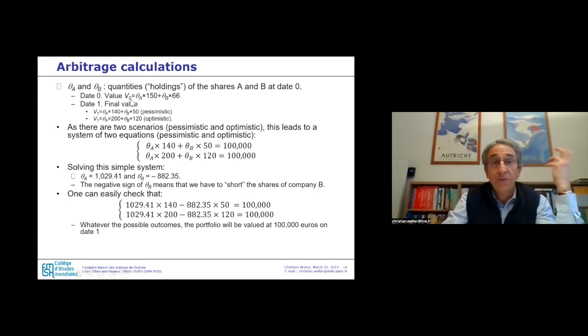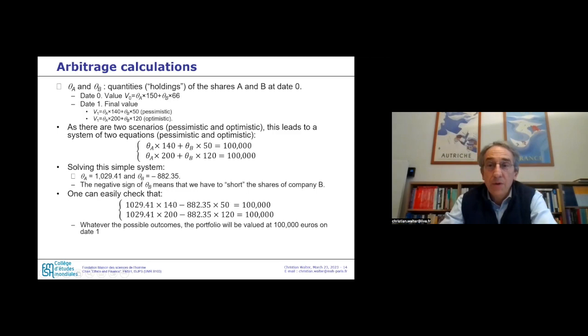At date one, the final value will be V one. In the pessimistic prospect, you just have to put the prospects with the pessimistic values, 140 and 50, and the prospect with optimistic values for V one, 200 and 120.